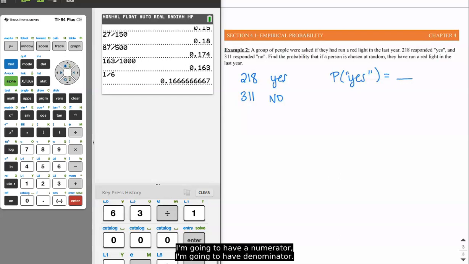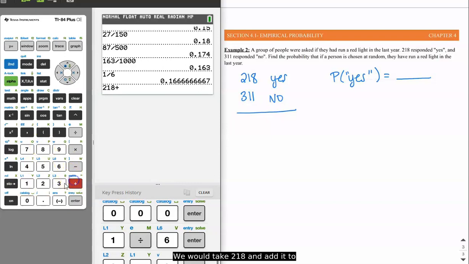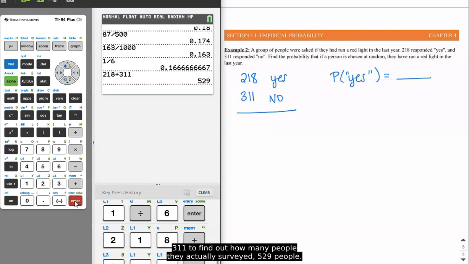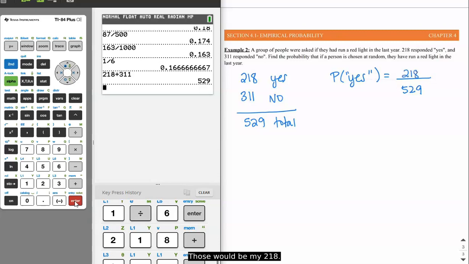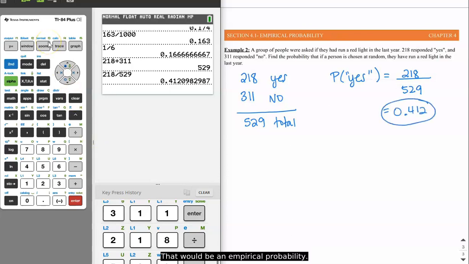I'm going to have a numerator and a denominator. My denominator is the total here, so I need to figure out how many people they actually polled. We would take 218 and add it to 311 to find out how many people they surveyed. So 529 people, that would be my denominator. Now my numerator corresponds to those that ran a red light, the people that said yes, so those would be my 218. So 218 divided by 529, so the probability that the next person says yes would be roughly 0.412. And so that would be an empirical probability. It's based off of the data that we surveyed the people from.